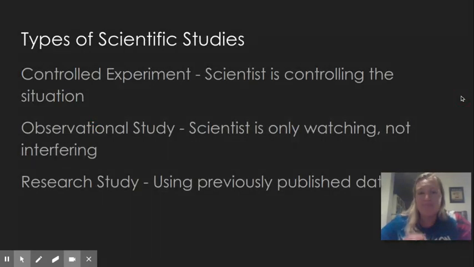All right, so our three types of scientific studies. We have controlled experiments, which is where the scientist is controlling the situation. That's where you're going to have your three variables. You have observational studies, where the scientists only watch, they only observe, they don't interfere. And then we have our research study. That's when we're going to use previously published data. So you're not actually collecting your own data, you're using other people's data and then coming to your own conclusions. That would be like when you write a research paper and do research online or in books.